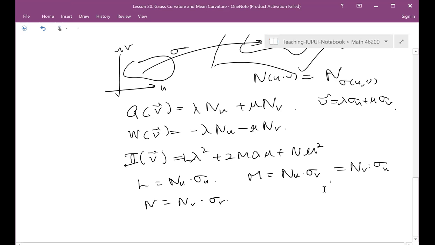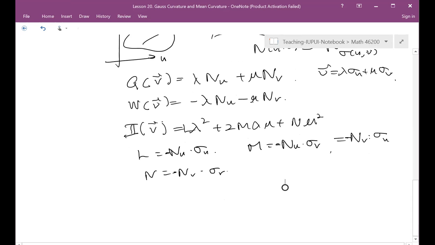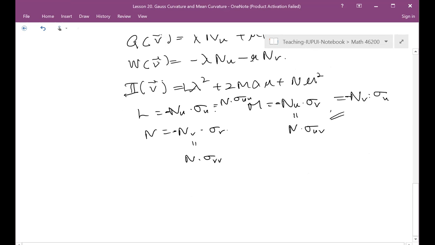Okay. This should be negative, right? So it's negative. Let's double check. Yes. Okay, because either of them, right? This is going to be n sigma uv. Okay. This will be n sigma vv. This will be n sigma uv. So those are the local formulas.